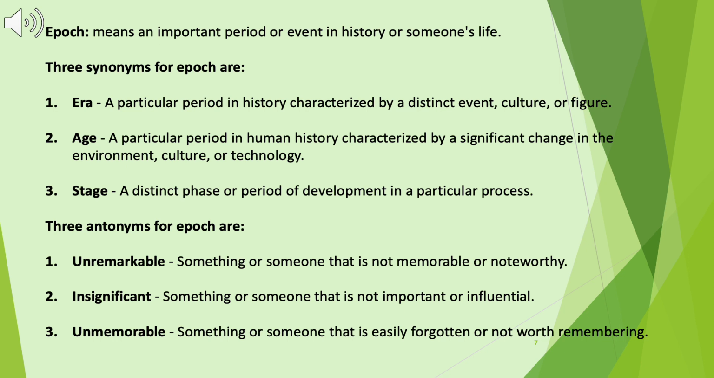3 antonyms for epoch are: unremarkable, something or someone that is not memorable or noteworthy; insignificant, something or someone that is not important or influential; unmemorable, something or someone that is easily forgotten or not worth remembering.